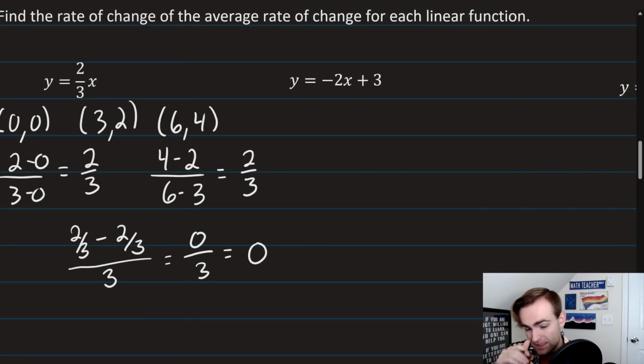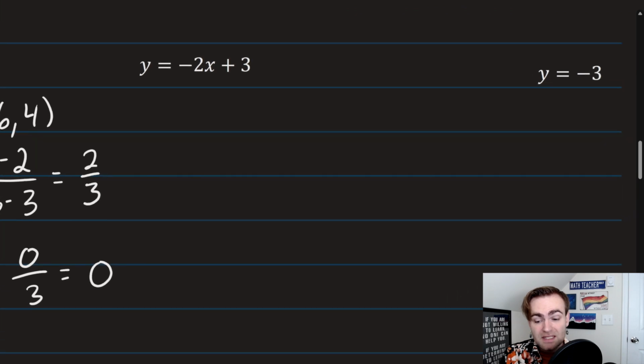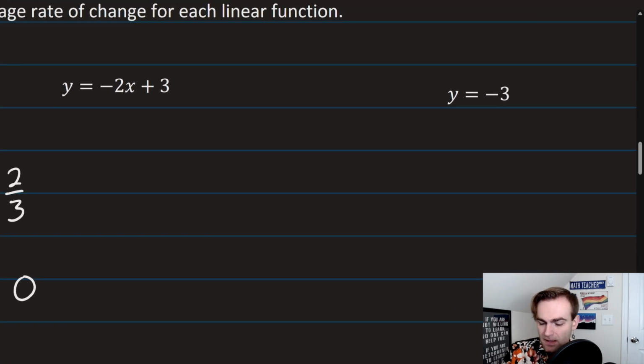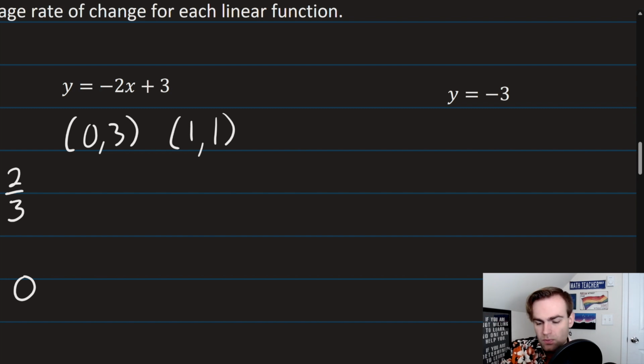If you want to pause and try them out before me and see if you can beat me and get the same answer, that would be awesome. But what I'm going to do is pick points that I used last time, which would be (0, 3) and then (1, 1). Then I can pick a third point, which would be (2, negative 1), and then find those average rates of change.